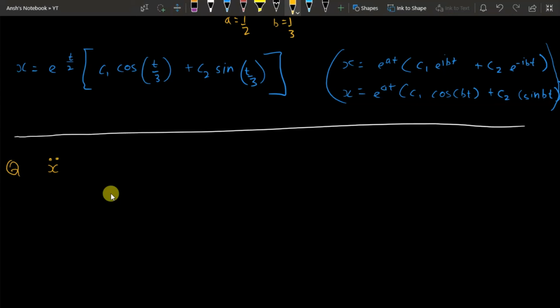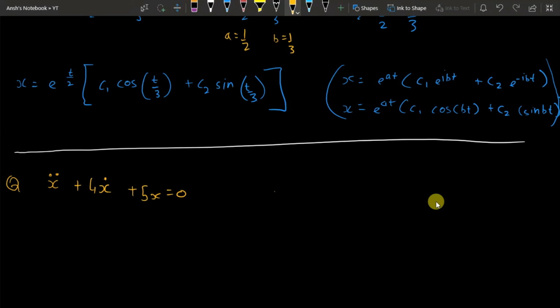So we have a differential equation x double dot plus 4x dot plus 5x is equal to 0. But in this case, we also have two initial conditions, one of which is x of 0 is 0 and the other is x dot of 0 is equal to 2. Now, what do these initial conditions signify? They tell us that the value of x at time t equals 0 is equal to 0, and the value of the first derivative of x at time t equals 0 is equal to 2.